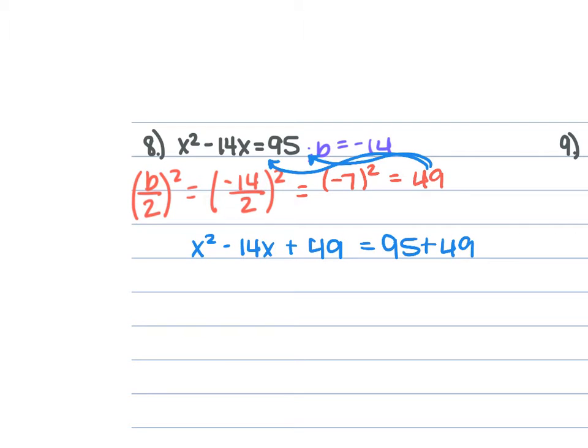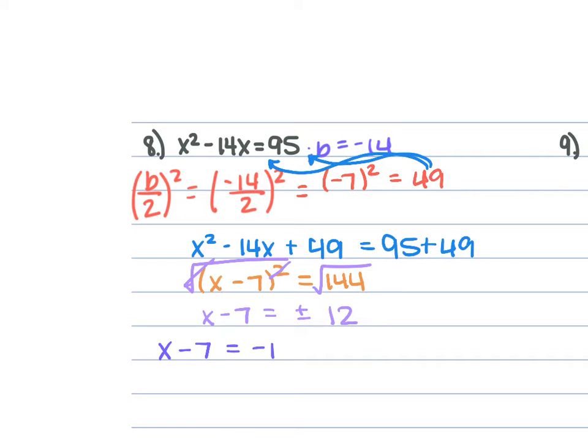From here, we factor that left side, and we get x minus 7 squared. We add that right side. That 95 plus 49 gives us 144. So from here, we're going to take the square root of both sides. So we're going to have x minus 7 is equal to plus or minus 12. We're going to separate this now into two equations. So x minus 7 is equal to negative 12, as well as x minus 7 is equal to positive 12.